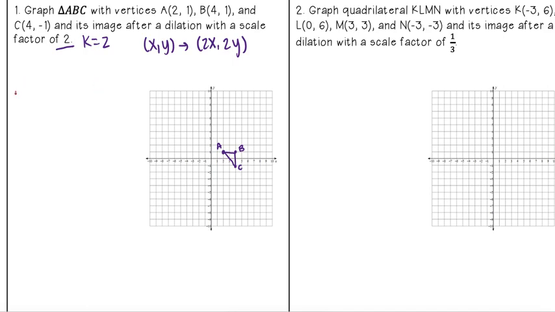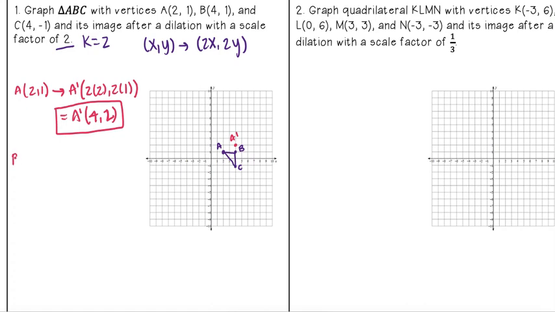So starting with A, that's at (2, 1). And now since I'm dilating it by a scale factor of 2, that means I'm multiplying the x and y coordinate by 2. So I'm going to have 2 times 2 and 2 times 1. Well, 2 times 2 is 4. 2 times 1 is, oh, 2, sorry. So that means that A prime is at (4, 2).